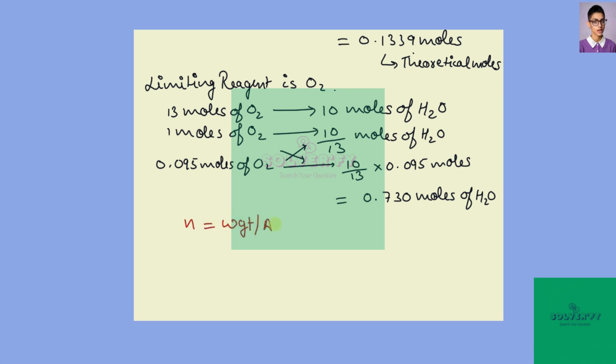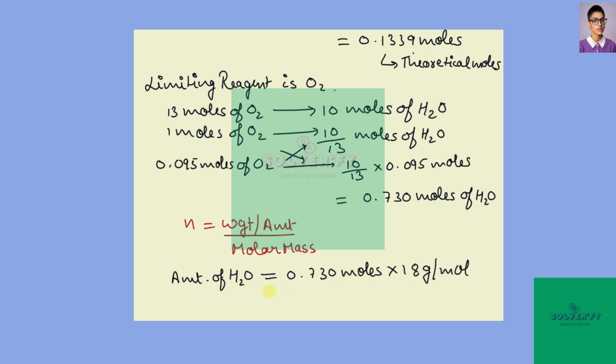As we know, the number of moles is equal to the weight, or we can say the amount, divided by the molar mass. So from here we can calculate the amount of water produced, which is equal to the number of moles into molar mass. By putting the values we get the amount of water, which is equal to 13.14 grams. So this is the answer.